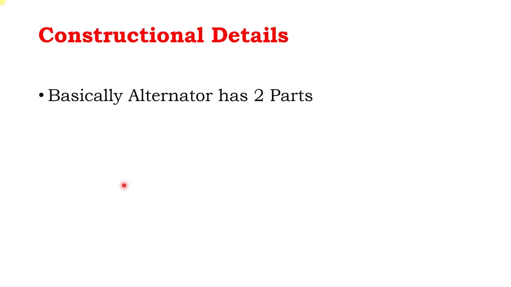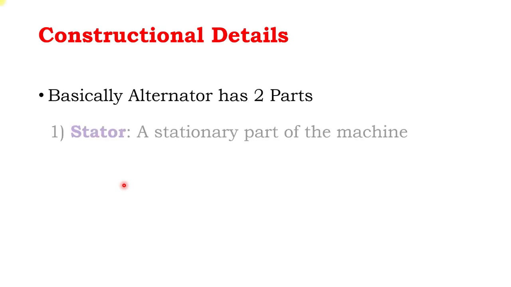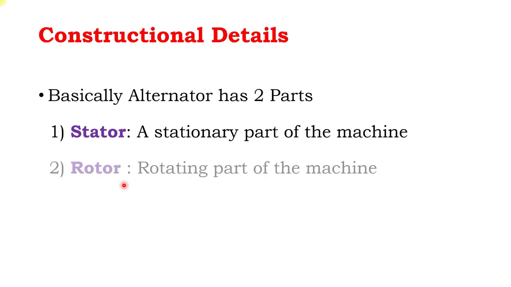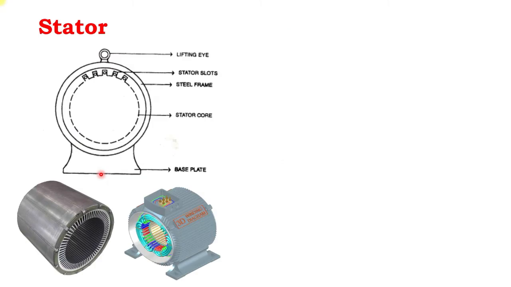Well, we'll see the construction details of this alternator or AC generator. Basically, it has two parts. The first part is called stator, the second part is called rotor. A stator is a stationary part of the machine. Rotor is the rotating part of the machine. Well, here we'll see the stator. The stator has many parts here. This part is called lifting eye.